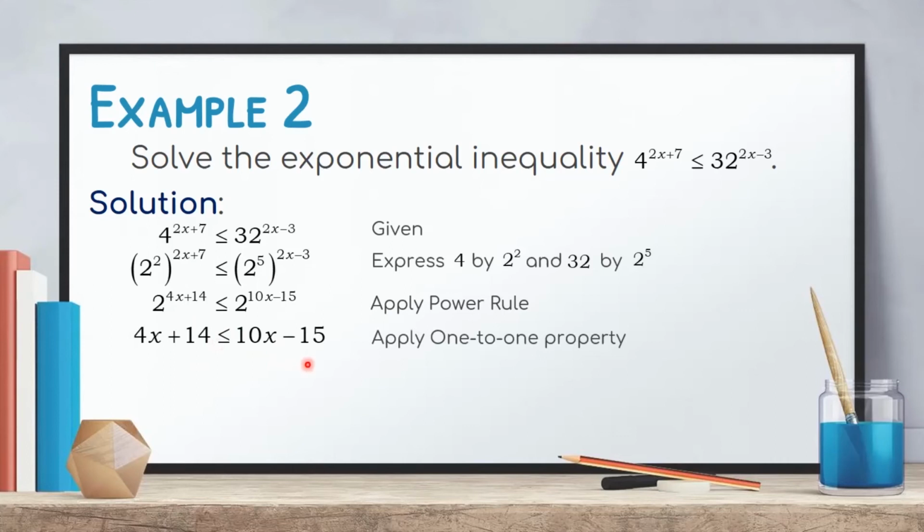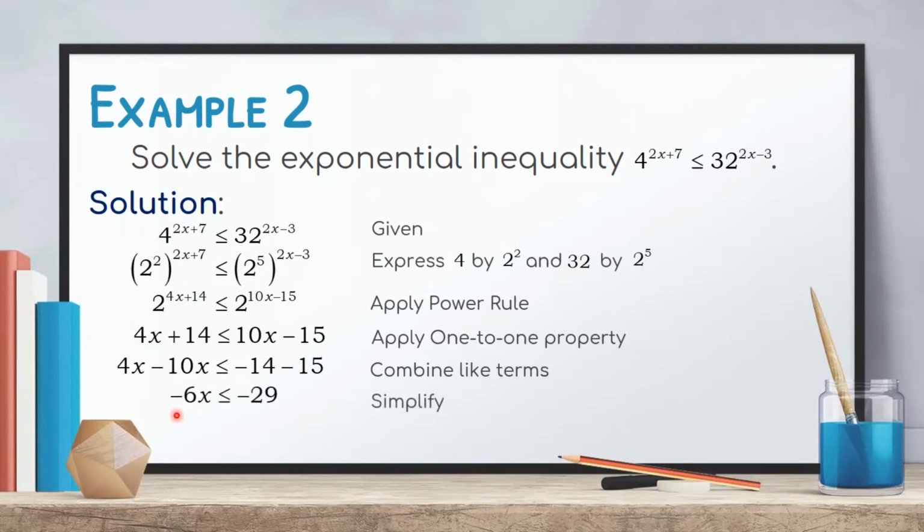In solving for the value of x, we need to combine similar terms. So we will have 4x minus 10x is less than or equal to negative 14 minus 15. Simplifying the left side and the right side, we will have negative 6x is less than or equal to negative 29. Again, to solve for the value of x, we need to divide both sides by negative 6.